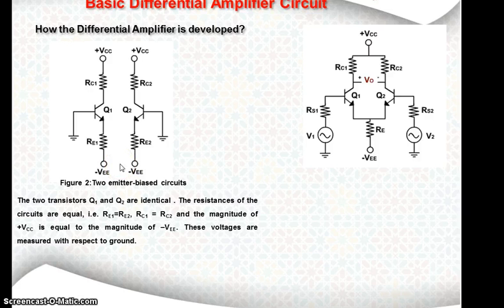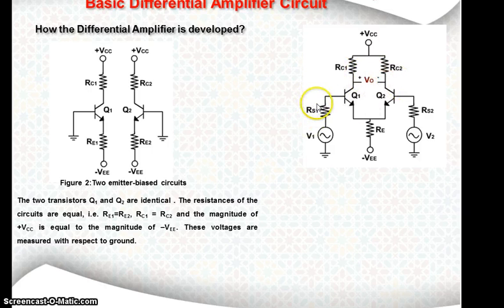Now how will we get a differential amplifier? If we combine these two like this, because both are symmetrical to each other, we get a differential amplifier. RE1 and RE2 are taken as parallel, and the parallel value of RE1 and RE2 is RE. RC1 and RC2 are equal, and you can write it simply as RC.